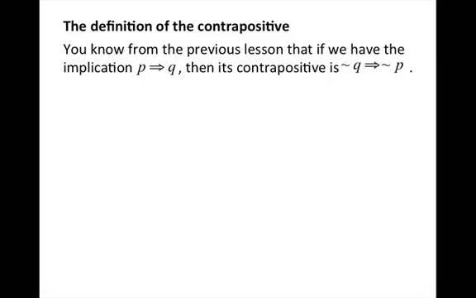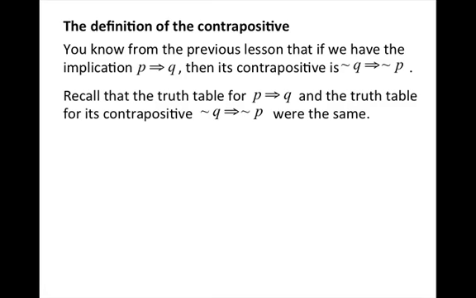In addition to all the definitions of the connectives, we also have the definition of the contrapositive that we can use as a reason. You know from a previous lesson that if we have the implication P implies Q, then its contrapositive is not Q implies not P. For the contrapositive, the order is switched and we take the negation of each part. Recall that the truth table for P implies Q, the implication, and the truth table for its contrapositive were the same.